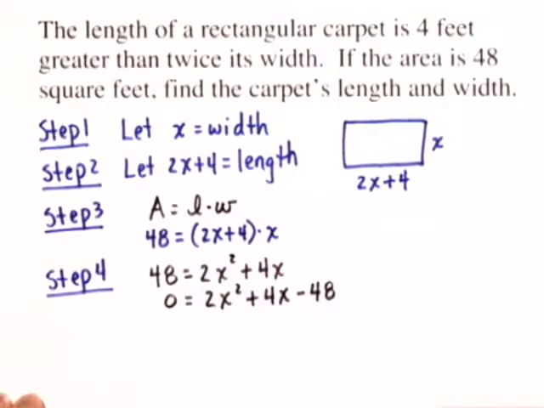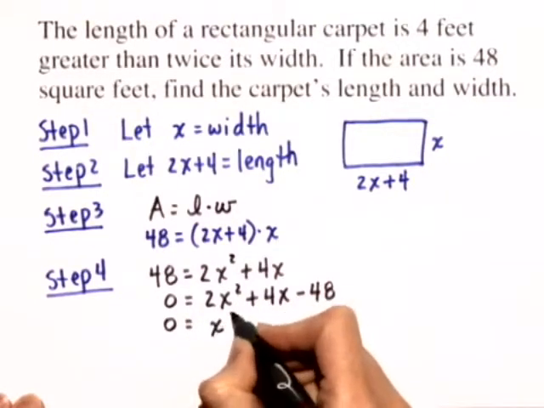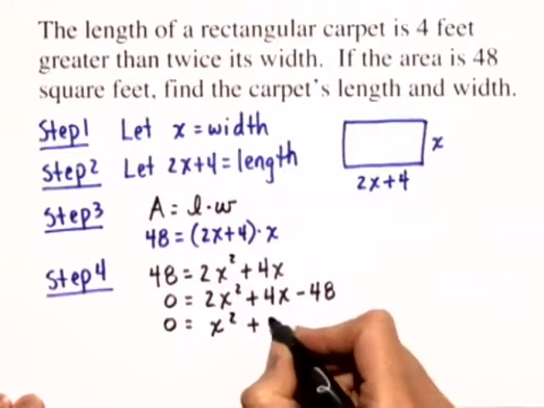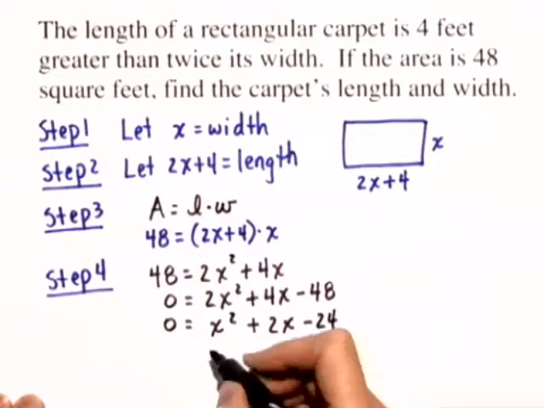Now we can factor this equation as it is, or we can notice that each term on the right-hand side is even, so that means each term is divisible by 2, and we'll have some smaller numbers that we need to factor. So let's divide every term on both sides of the equation by 2, and we'll get 0 equals x squared plus 2x minus 24. And this will factor nicely.